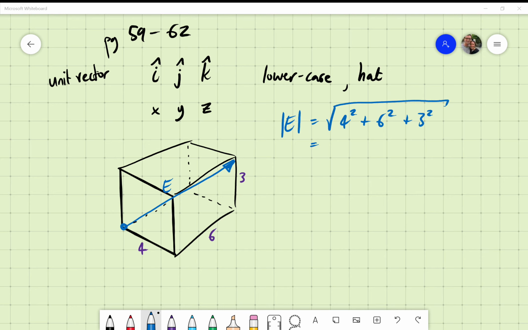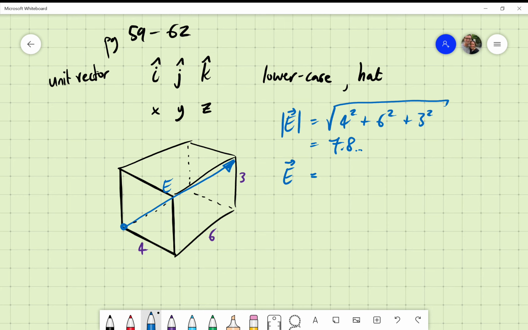Let me do that on the side if you'll give me 1 second. 16 plus 36 plus 9 equals 61. Square root of 61 is about, let's say, 7.8, 2 significant figures. This diagram is roughly to scale, very roughly. But a way that you can show this vector, and notice I'm putting the little vector symbol above it to show that I'm talking about the whole vector, not just the strength of it, not just the magnitude of it, you can show it with this I, J, K notation.